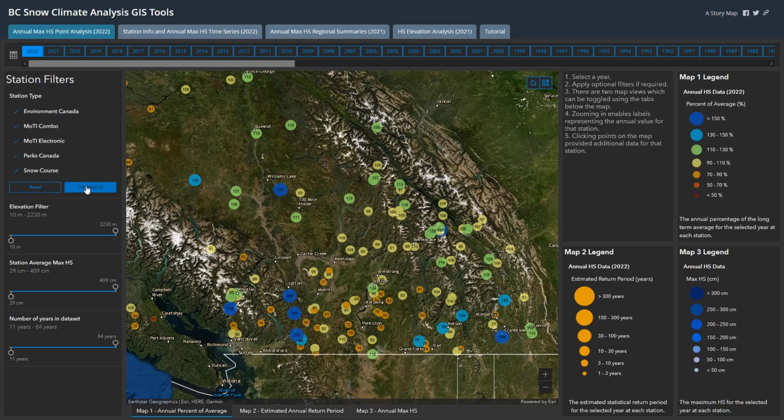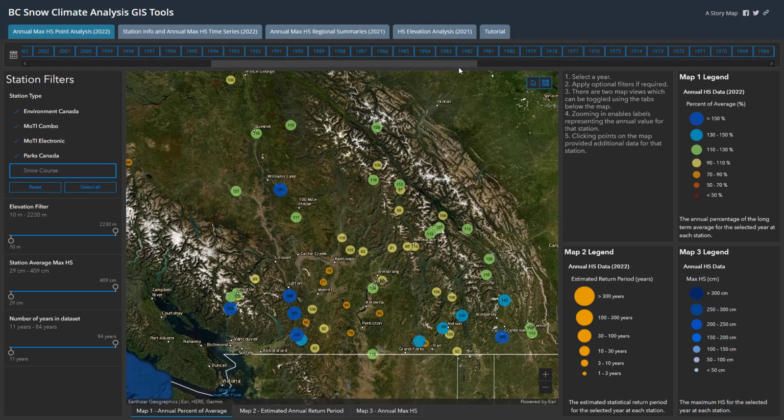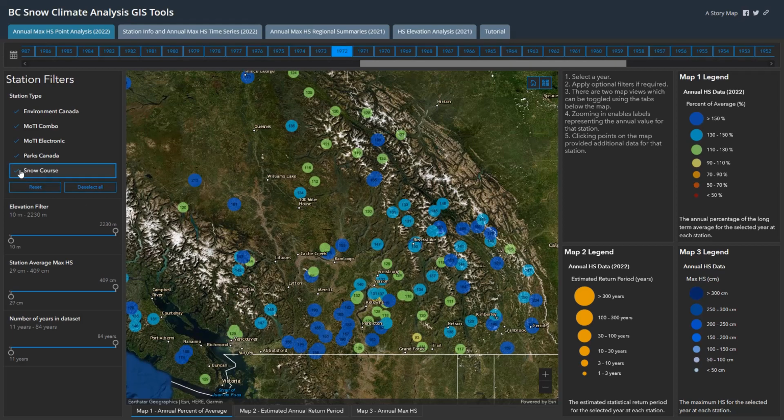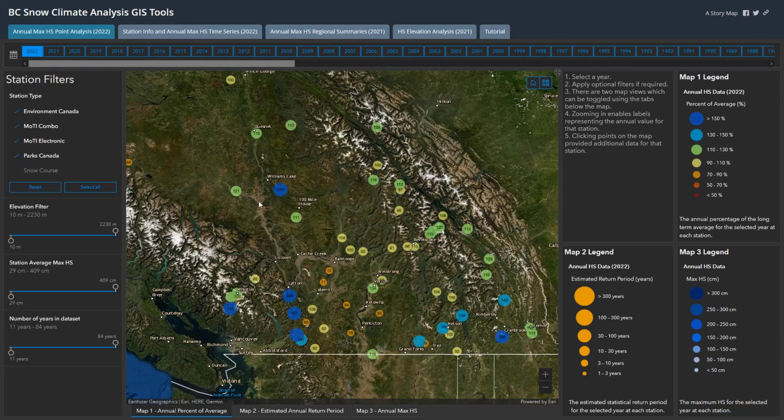So the first one I'm going to do is turn off the snow courses. In the modern era, we have such good electronic data that we don't necessarily need to look at the snow course data. But I'm just going to show you for an example here. If we go back to, say, 1972, there's not a lot of data. So this is where the snow course data really shines, right? Lots of data going back as far as the 30s with the snow course data, but a lot less other types of data here. So going back to 2022, I'm going to leave the snow courses off and just focus on the higher quality data.